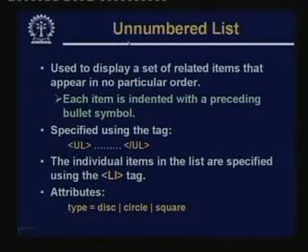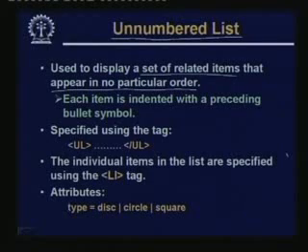Now, as the name implies, an unnumbered list does not contain any number before the list items. These kind of lists are used to show or display a set of related items that do not appear in any particular order. This is important, because if the items do appear in a particular order, then it is much more natural to number them as 1, 2, 3, 4 rather than just use a bullet in the beginning and show them.